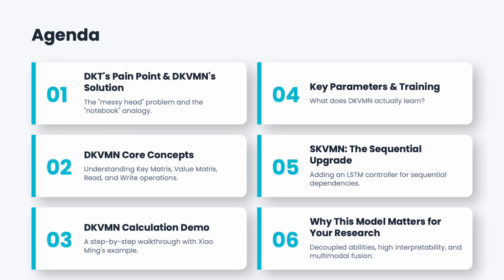First, we'll revisit the bottleneck encountered by its predecessor, the DKT model, which is the memory interference problem, and see how DKVMN cleverly solves it. Next, we'll dissect the core concepts of DKVMN to understand how its notebook is structured. For a more intuitive feel, we'll walk through a specific calculation demo step by step to see how it reads and updates knowledge. Then, we'll explore the model's key parameters to see what it actually learns during training.